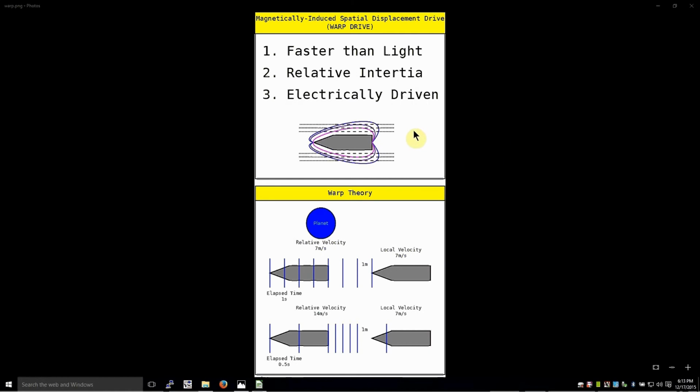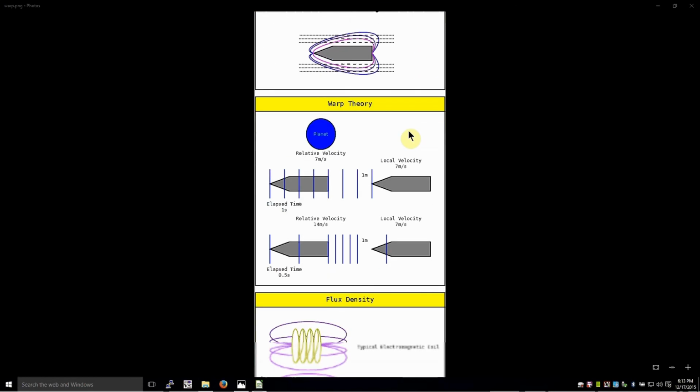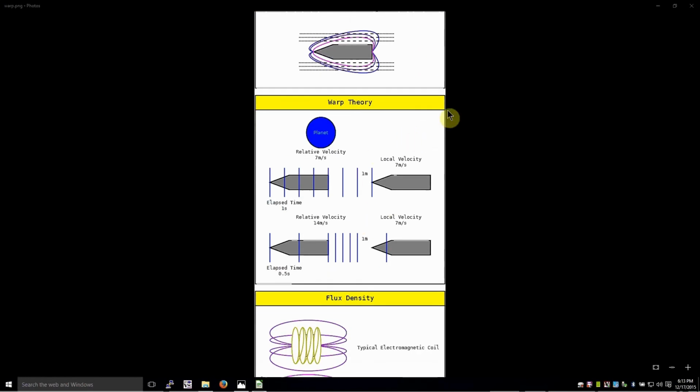Okay, the following is a theory behind the magnetically induced spatial displacement drive, otherwise known as the warp drive. The idea is that it has to be faster than light, your inertia is relative to your reference frame, and it's completely electrically driven. This is not a new idea, and a lot of people already know how warp works, so I'll cut to the basics and tell you what I've added.